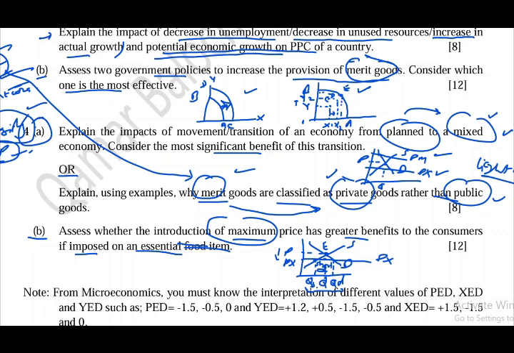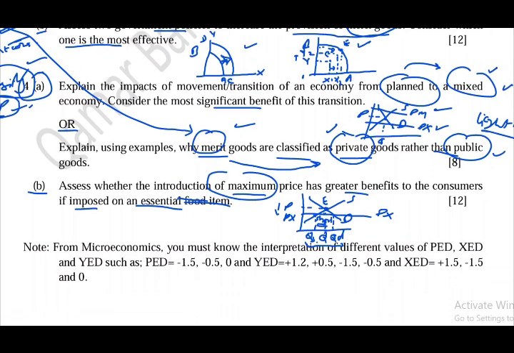And you can suggest that instead of setting maximum price, it would be better if government provides subsidy to the essential food item producers so that they produce more and they avoid creating shortage in the market. And another important thing that can be tested from the microeconomics is the interpretation of these values that are shown here, that is PED, XED, YED.